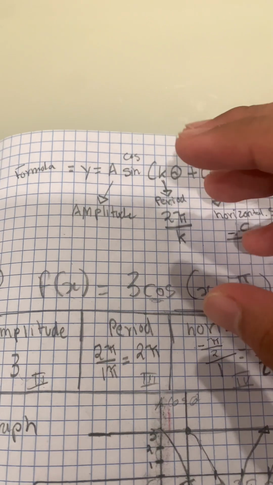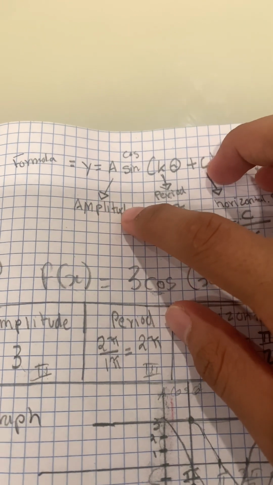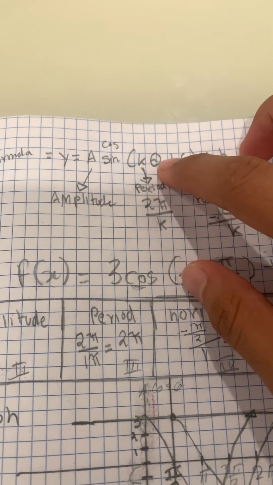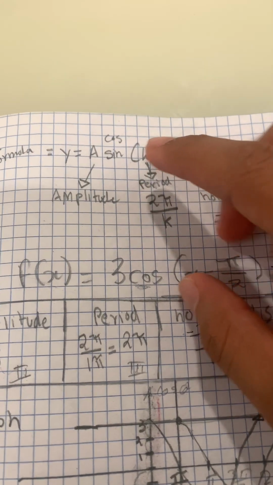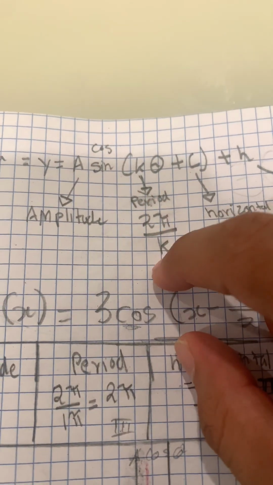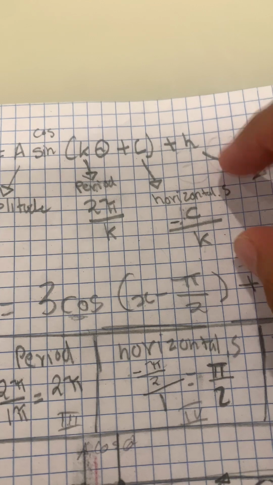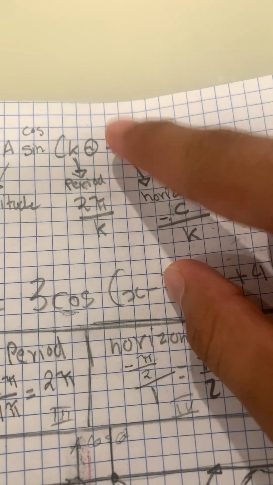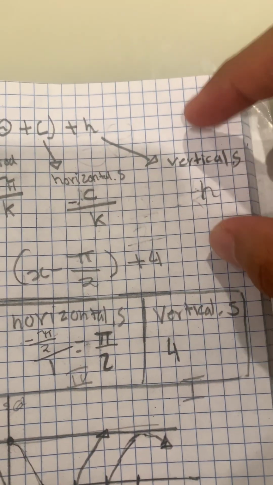So that's our formula, and let me give you in detail what each letter means. A means amplitude, which is in front of the cosine or sine always. In front of our x, there's always k, which gives our period. To find it, we do 2 pi divided by the number we get right here, k. And c is our horizontal shift. To find the horizontal shift, we do negative c divided by k. And the one that's outside of the bracket is going to be our vertical shift.